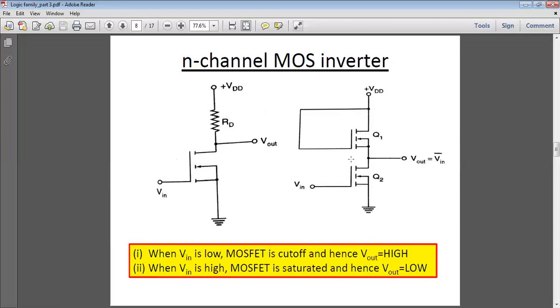Now basically both circuits are the same, but the resistance RD is replaced by another N-channel MOSFET, because in MOSFET technology, resistance implementation is more complex. So the resistance RD is replaced by another MOS, with its drain and gate connected. This means Q1 MOS is always on. So depending upon the input voltage, we get the output voltage.